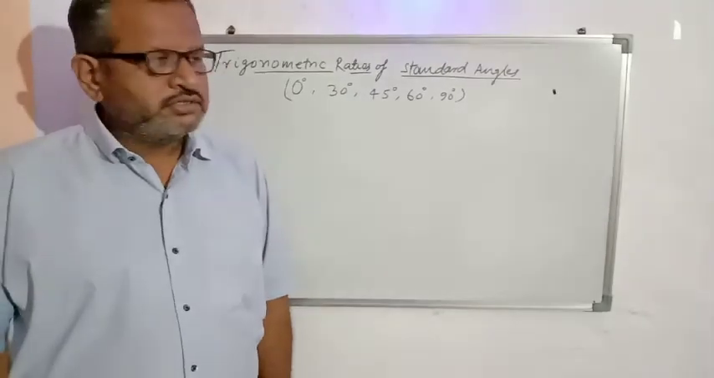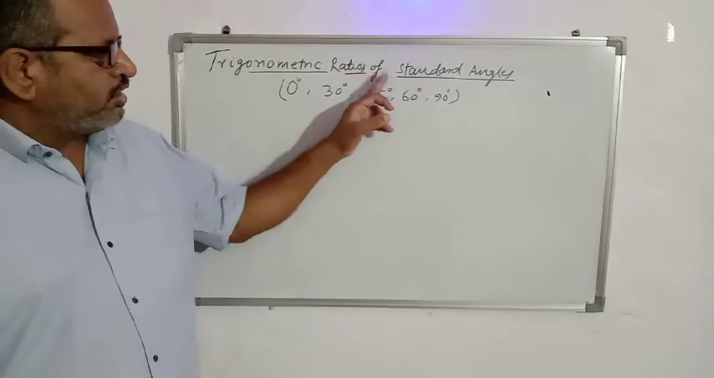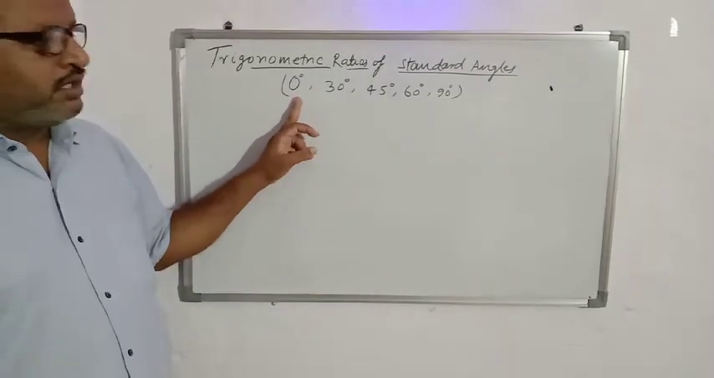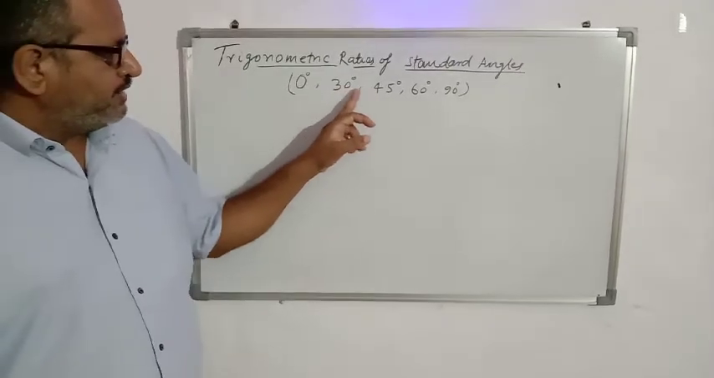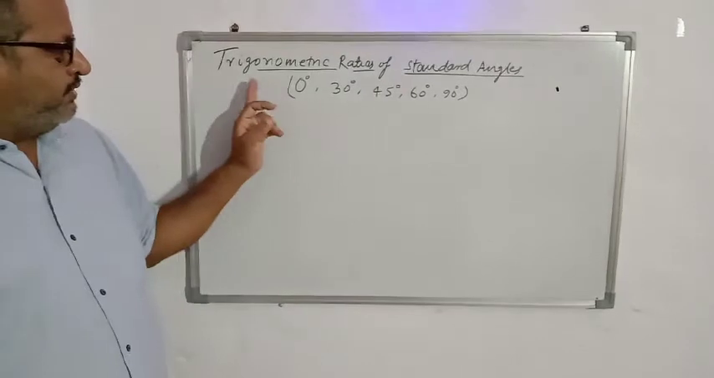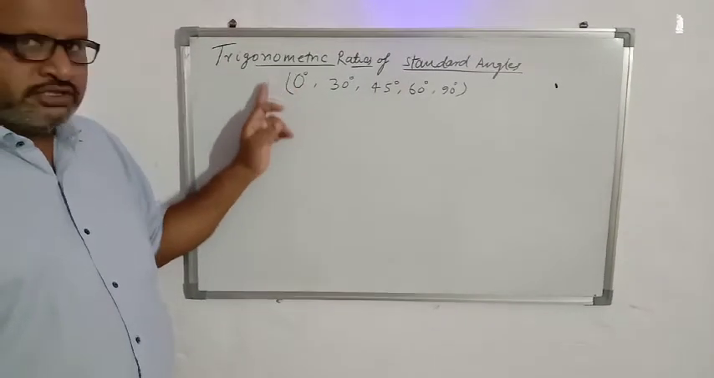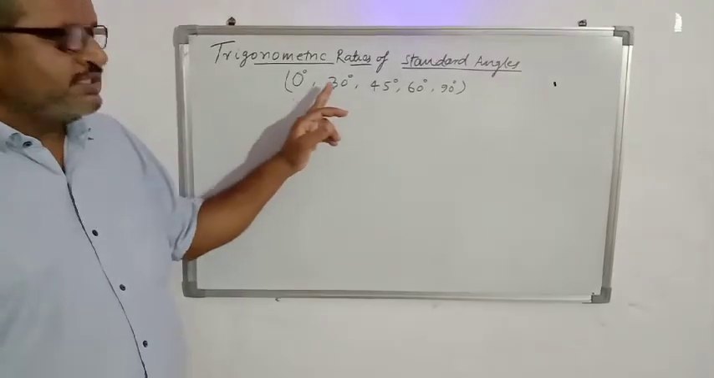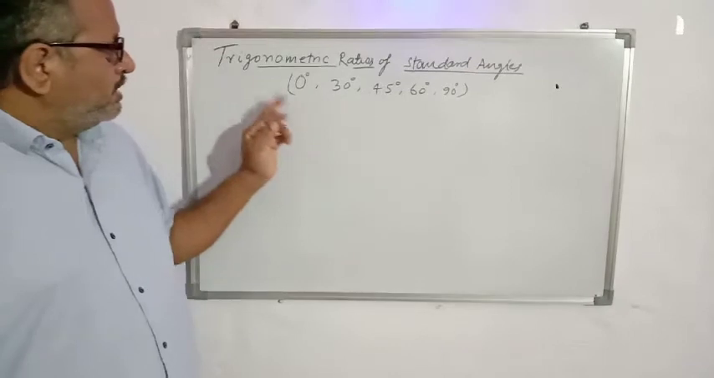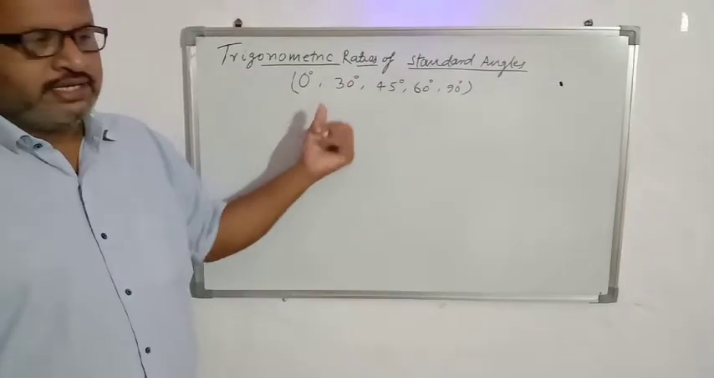Good morning students. Today we will discuss trigonometric ratios of some standard angles, and these standard angles are 0 degree, 30 degree, 45 degree, 60 degree and 90 degree. We have to find out the value of sine 0, cos 0, tan 0, sec 0, cosec 0. Similarly sine 30, cos 30 degree value, tan 30, like this. So, trigonometrical ratios of these standard angles.